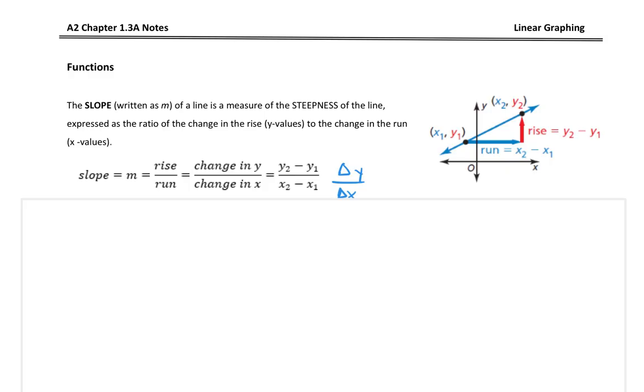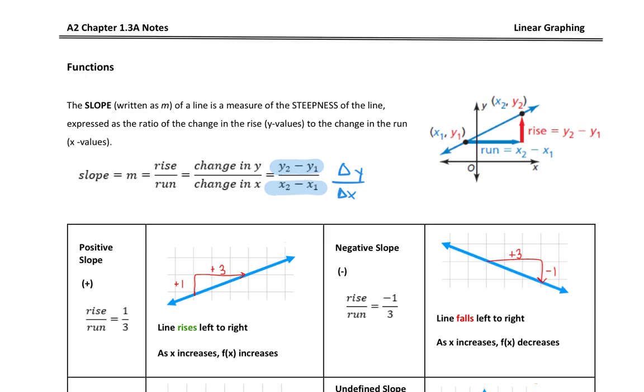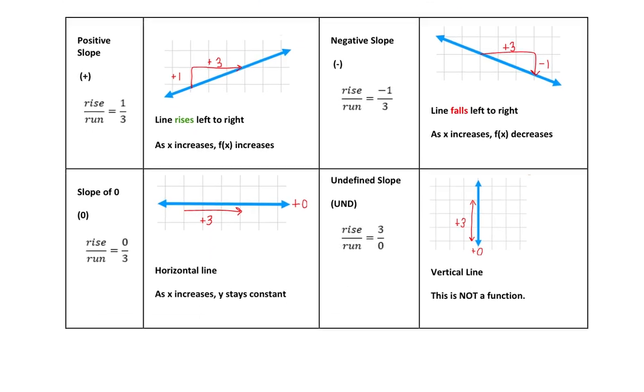So we've got y2 minus y1 over x2 minus x1. Change in just means subtraction, all right? So let's take a look at some example slopes.